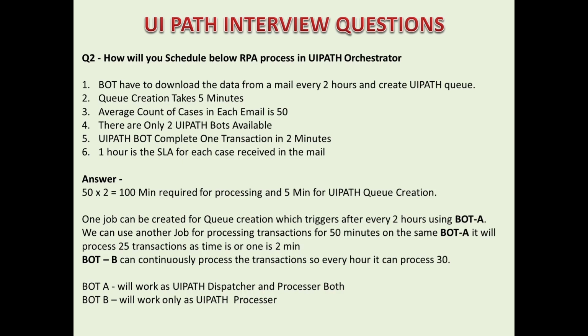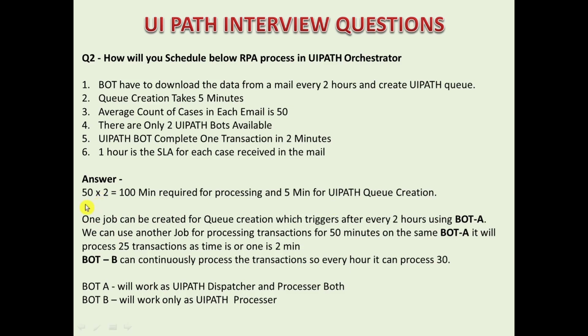So now, how will you design this process, or how will you schedule this process? There are 50 transactions. We need 2 minutes each, so we require 100 minutes for the processing and 5 minutes for queue creation. So we can create one job which will trigger every 2 hours and create the queue.